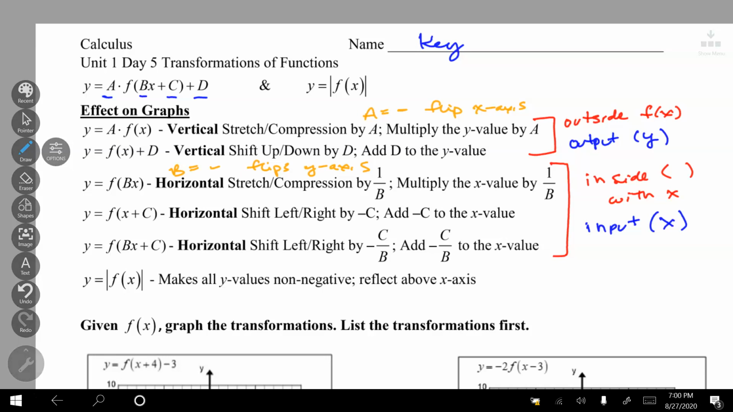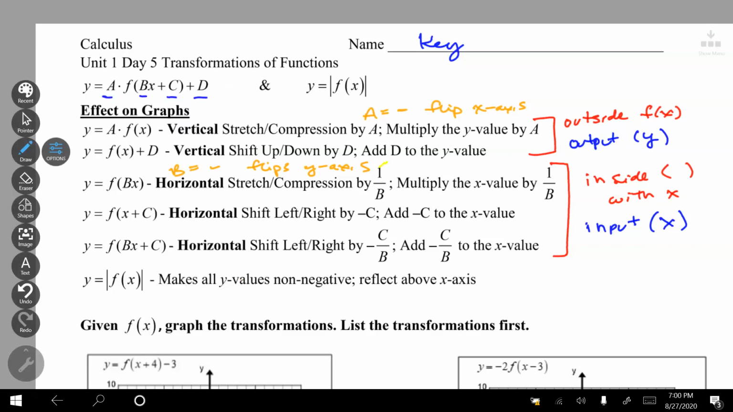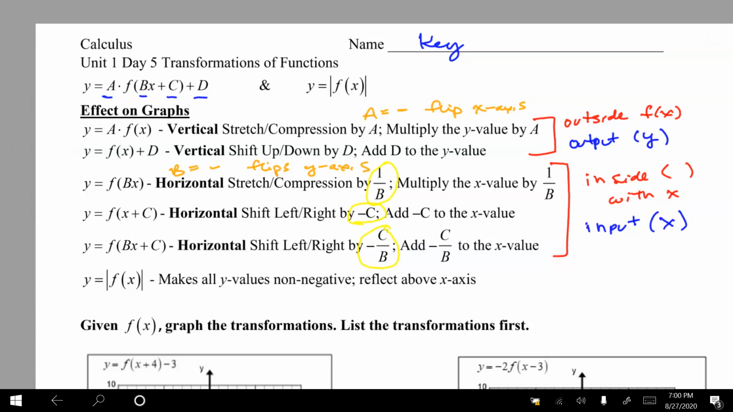B, you got to be careful. We have to use the reciprocal of B. And C, we have to use the opposite of C. And if you have B and C together, it's negative C over B. Anything inside the parentheses with letter X is the inverse of what you see. So f of 2x is a horizontal compression by a half, not a stretch of 2. f of x plus 2 is not right 2, it's left 2.